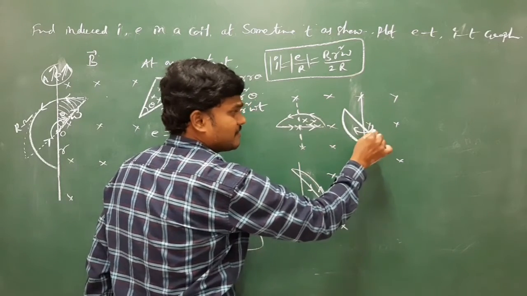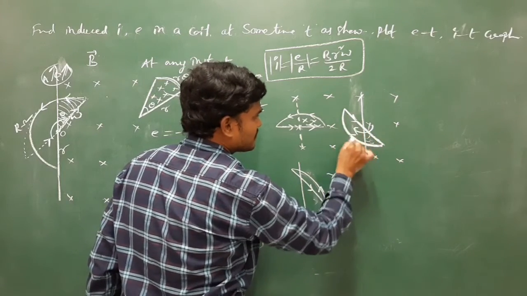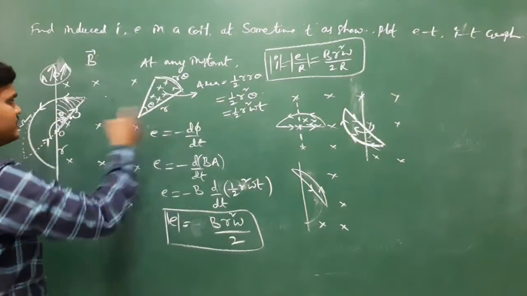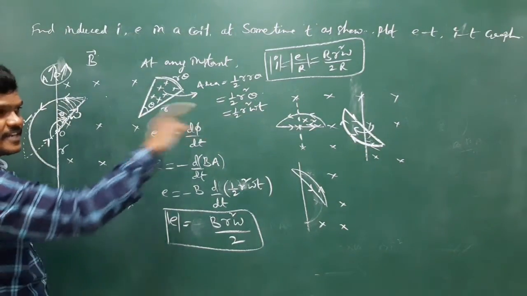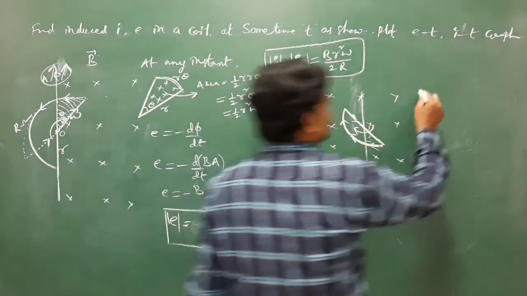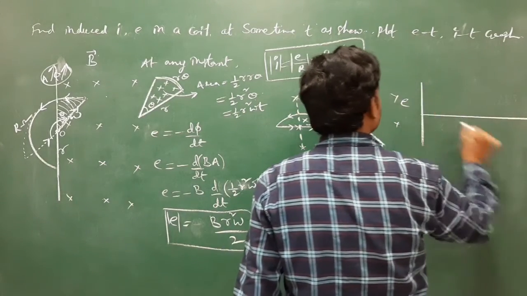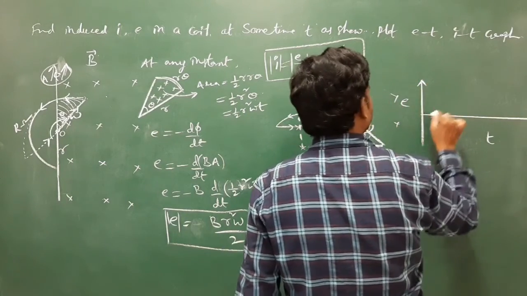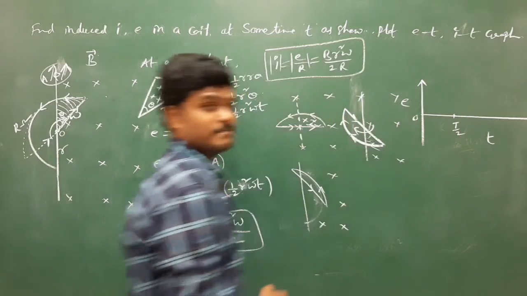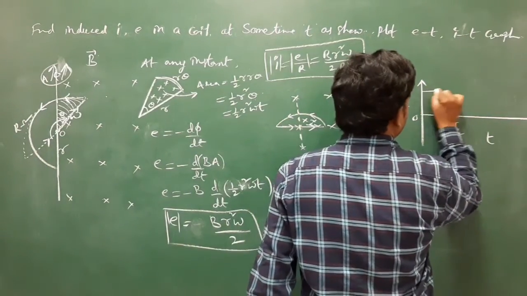As flux decreases, field decreases, then the induced current direction will change. Induced current is clockwise. Starting up to some interval of time, it is anti-clockwise direction. Next, clockwise direction. Okay, so by using this, let us plot a graph. E versus T. EMF 0, and after half time period, T by 2, up to T by 2, EMF is constant.